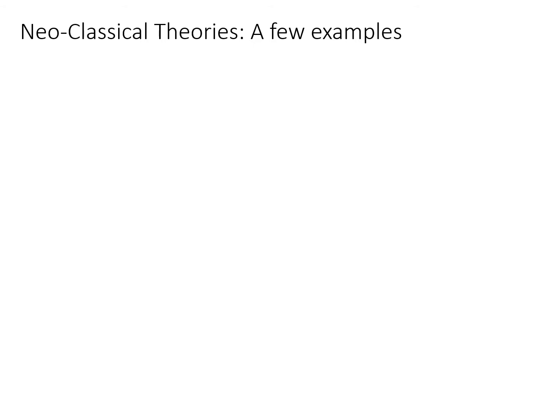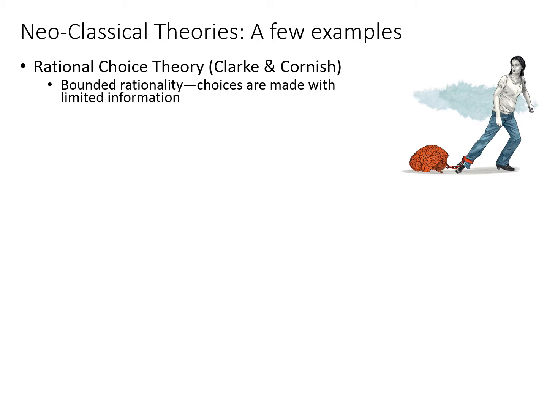More recent iterations of rational choice theory fall under the broader rubric of neoclassical theories. A few examples include the rational choice theory by Clarke and Cornish. This theory highlights the concept of bounded rationality: while all human beings have the potential for rational choices, these choices are made with limited information. This helps to explain why people with the potential for rational thought sometimes behave in ways that seem like they're not rational. They are rational, it's just that they're not geniuses.